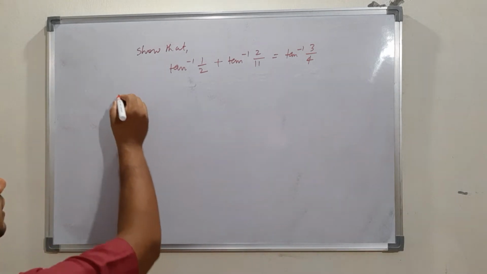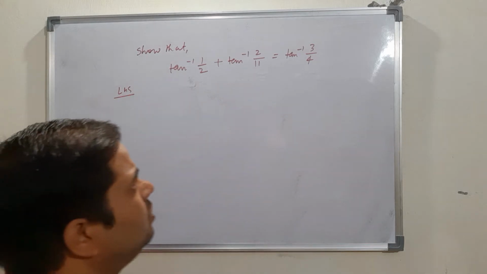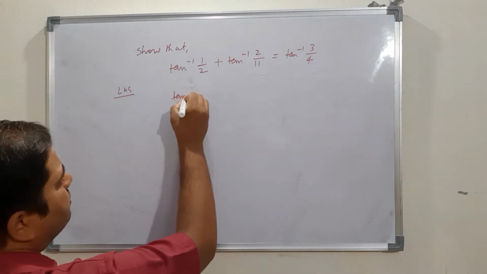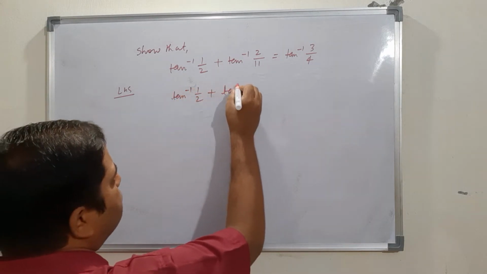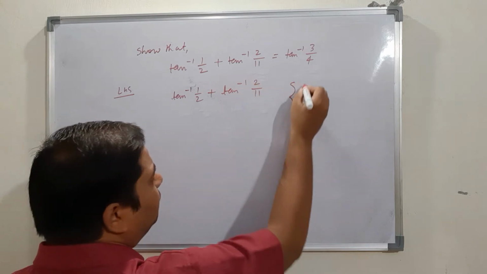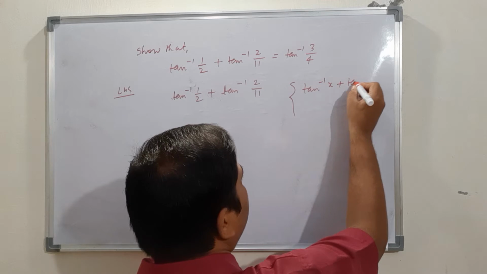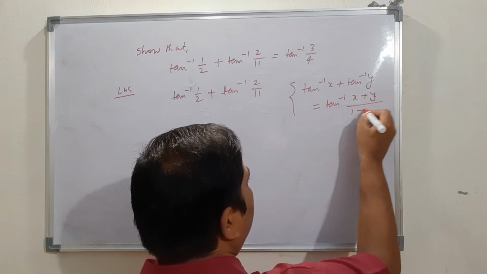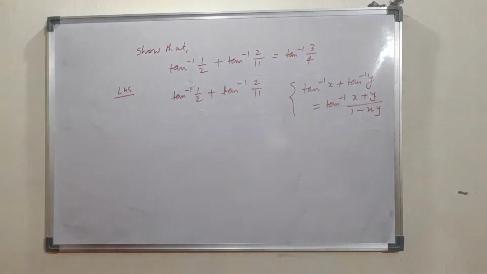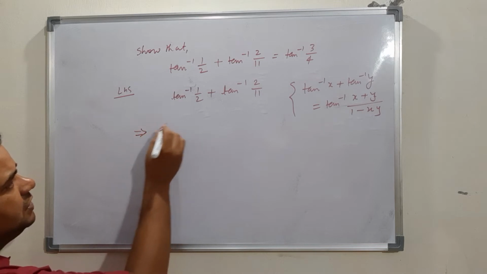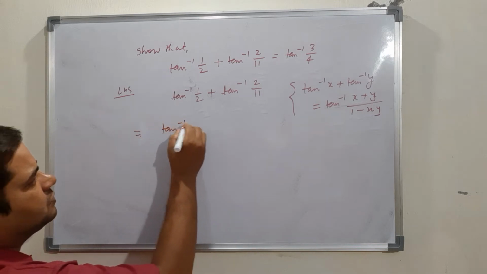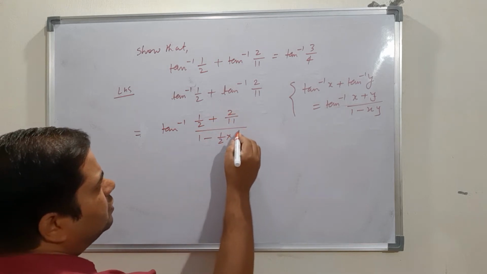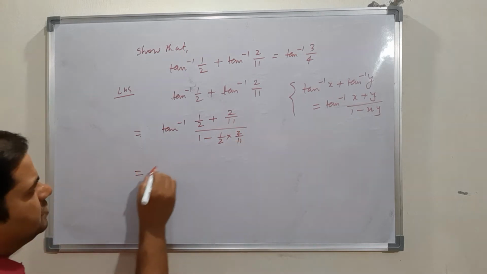The first step is to take the LHS part and solve it to get the RHS. In this question, we have tan inverse 1 by 2 plus tan inverse 2 by 11, using the formula tan inverse x plus tan inverse y is equal to tan inverse of x plus y upon 1 minus xy. So this is tan inverse of 1 by 2 plus 2 by 11 divided by 1 minus 1 by 2 into 2 by 11.